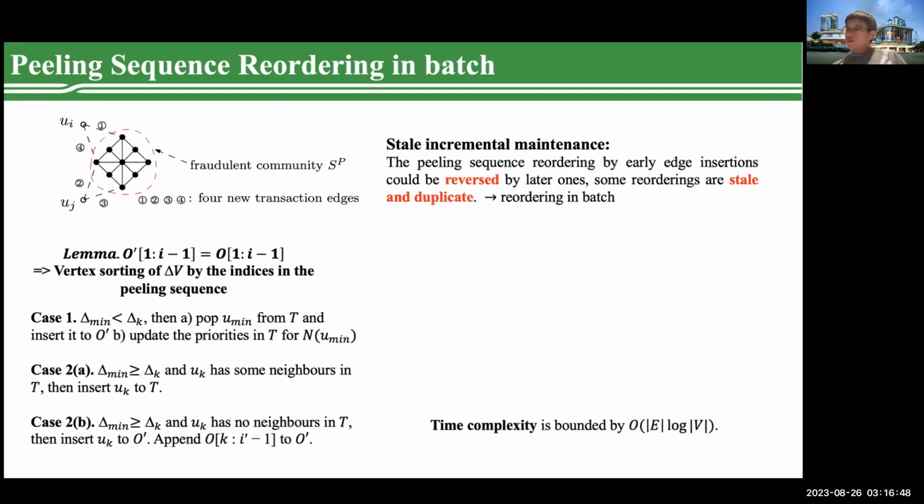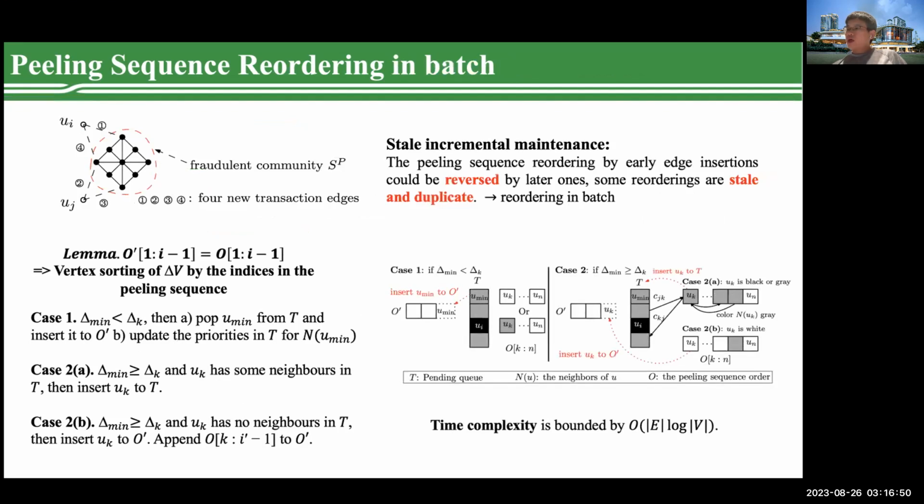Let's explore the pinning sequence reordering in batch. An interesting challenge arises when the pinning sequence reordering through early edge insertion could be reversed by later insertion. This results in some reordering becoming stale and even duplicate. To solve this, we introduce a novel approach, reordering in batch.